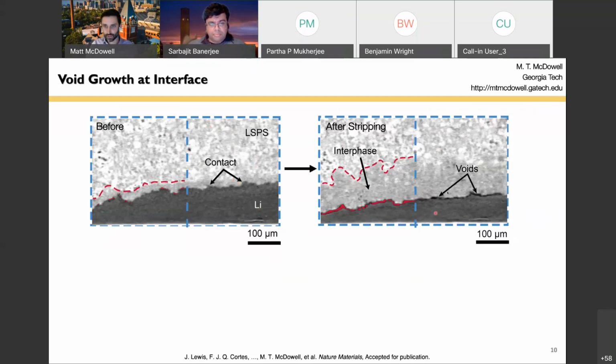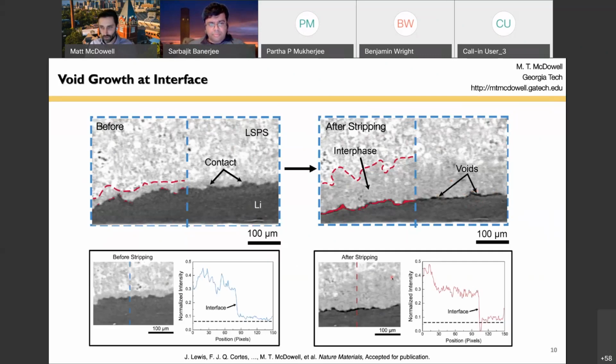After cycling, what I just showed you, we actually see that we can visualize these voids that have formed at the interface. And the voids have a much lower contrast. I mean, it's the absence of material, or there may be gas that fills the voids, but you can see just visually here that we can see the difference between lithium and the voids.